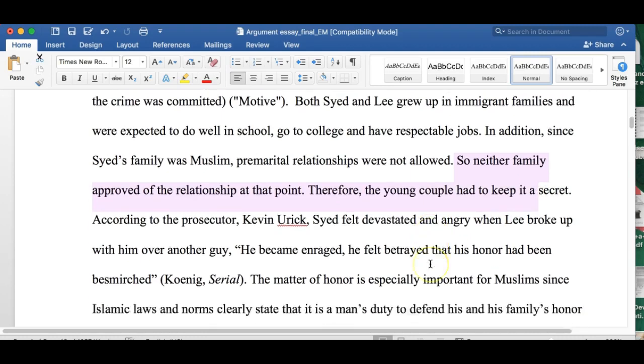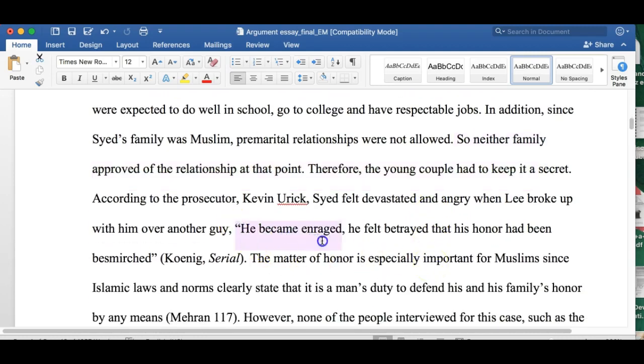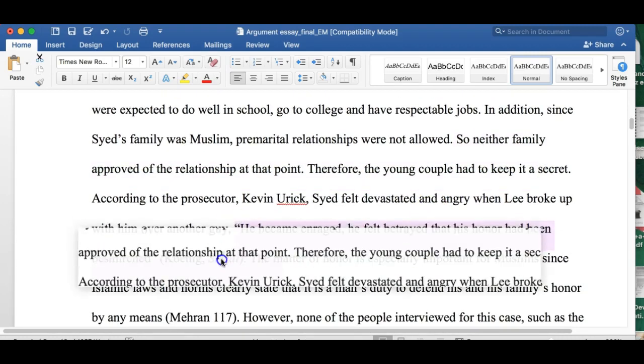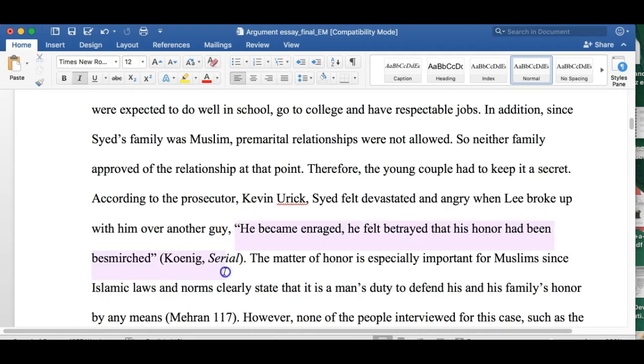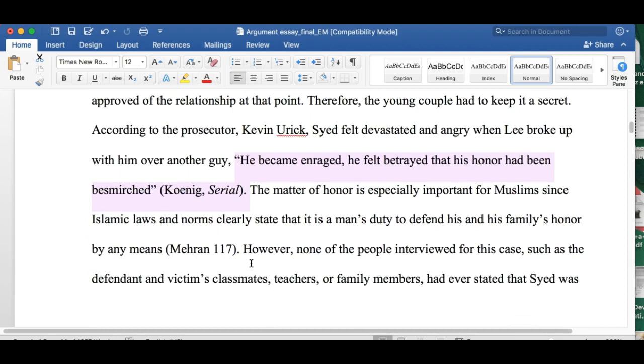And according to the prosecutor, he became enraged, felt betrayed that his honor had been besmirched. Ooh, besmirched. She's building it up. This is the counter argument. This is a matter of honor. He was upset because they broke up, and it besmirched his honor. Right? That's the counter argument.